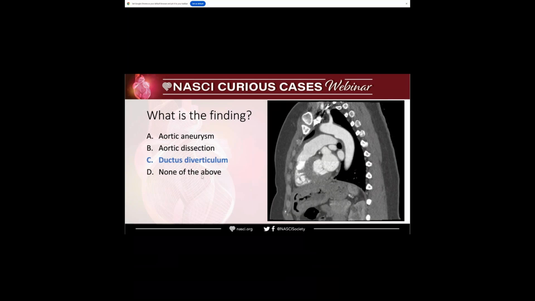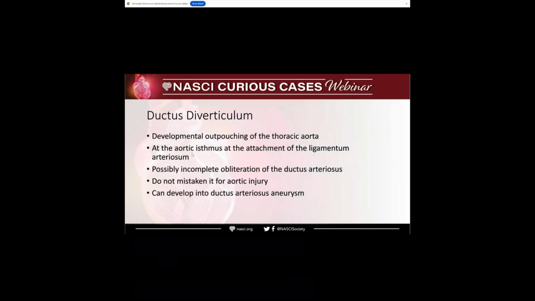So this finding is a developmental outpushing of the thoracic aorta, usually at the isthmus, at the attachment of the ligamentum arteriosum. It is probably because of incomplete obliteration of the ductus arteriosus, and this should not be mistaken for aortic injury. So it's a normal variant. Sometimes it can develop into a ductus arteriosus aneurysm, especially in patients who have hypertension.